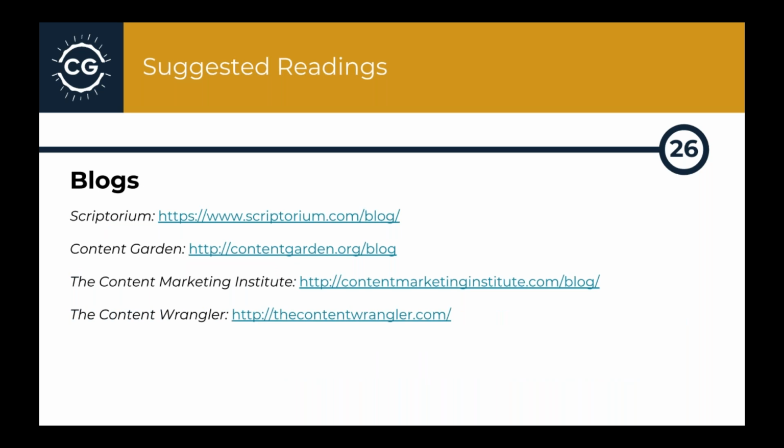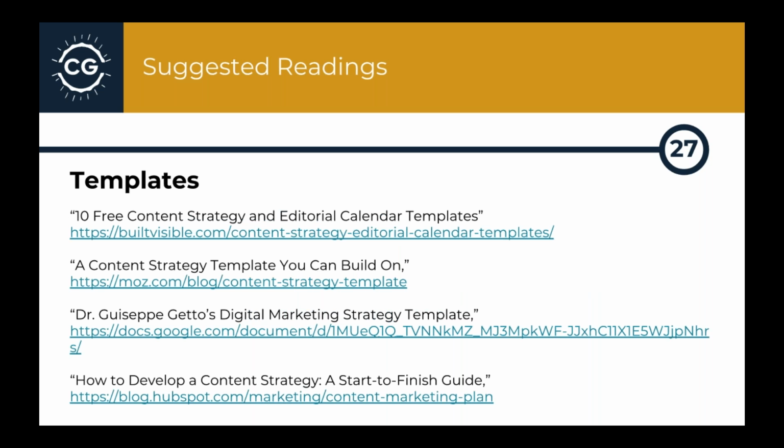Blogs. There aren't a lot of blogs on content strategy, honestly. There's way more on tech comm in general, but Scriptorium is a good source. Content Garden, that's my company. We publish a blog post every week. So we've got a big blog that deals with a lot of content strategy related topics. Content Marketing Institute. Content marketing is a little different, but it borders on content strategy, and there's a lot of good information out there. And then the Content Wrangler is another company that does content strategy. Really, that's their entire MO, and they've got a lot of great information on there.